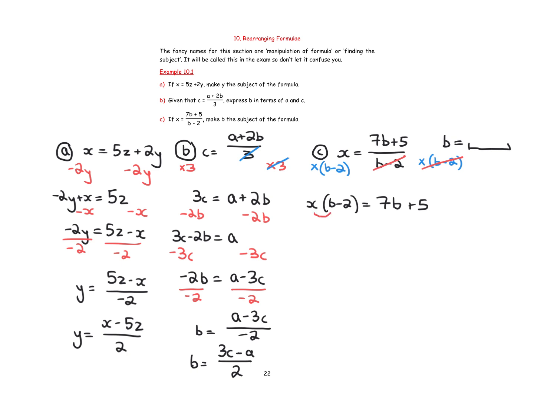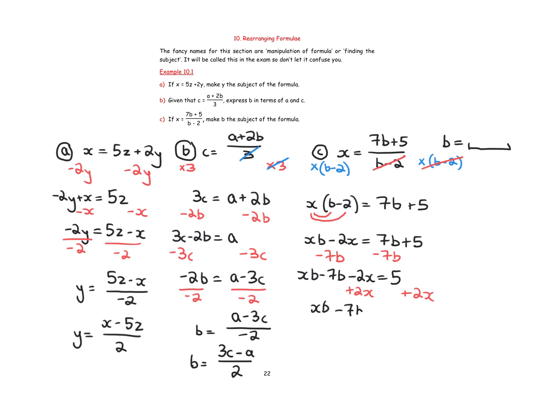Multiplying out the bracket, then we've x times b and x times minus 2, meaning we'll get xb minus 2x is equal to 7b plus 5. Next, I want to get all the b's to the left-hand side, so I'm going to minus 7b from both sides. And I'll be left with xb minus 7b minus 2x is equal to 5. I want to get rid of the 2x or bring it over to the other side because I just want all the b terms on the left-hand side. When I do that, I'll be left with xb minus 7b is equal to 5 plus 2x.